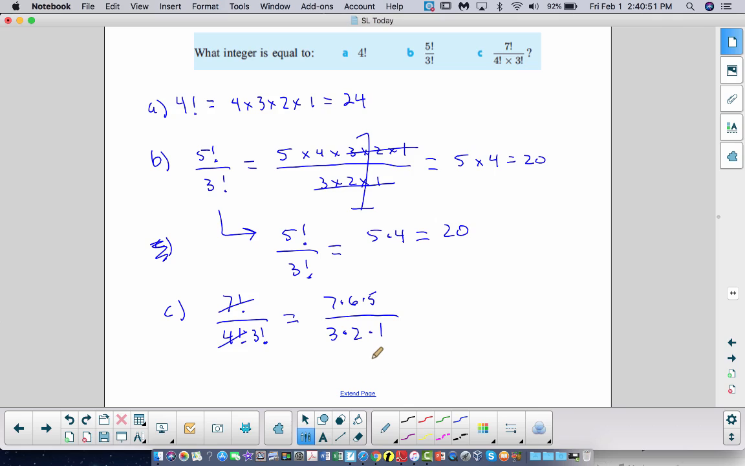And here's a quick way to cancel. I've got a 6 here, and I know that 3 times 2 is equal to 6. So instead of doing the 3 and then the 2, I can just cancel it out all at once, because it's equal to 1. I like to write the big 1 here. It's just a 1 there. 7 times 1 times 5 over 1 is really 7 times 5, which is 35.